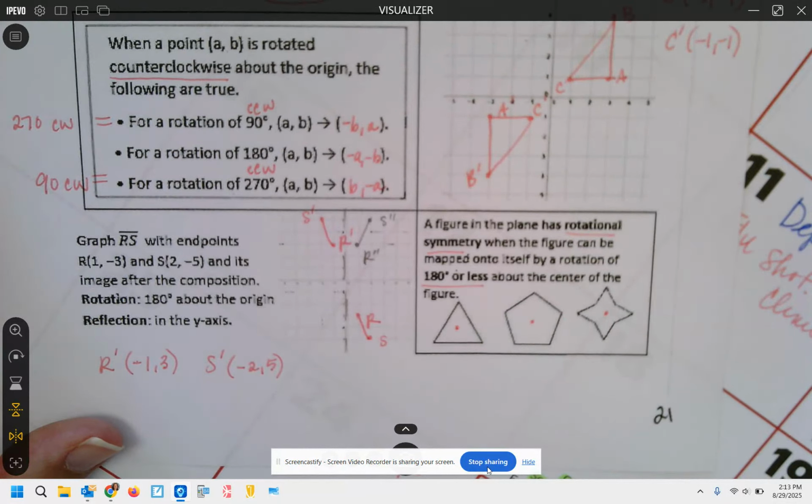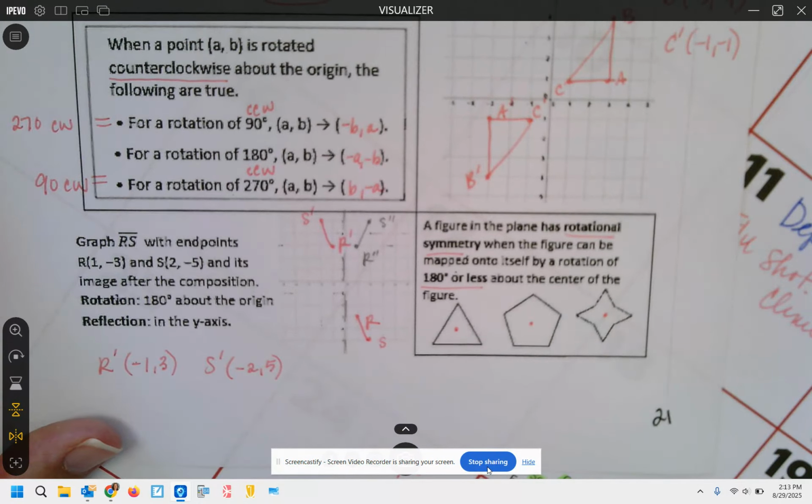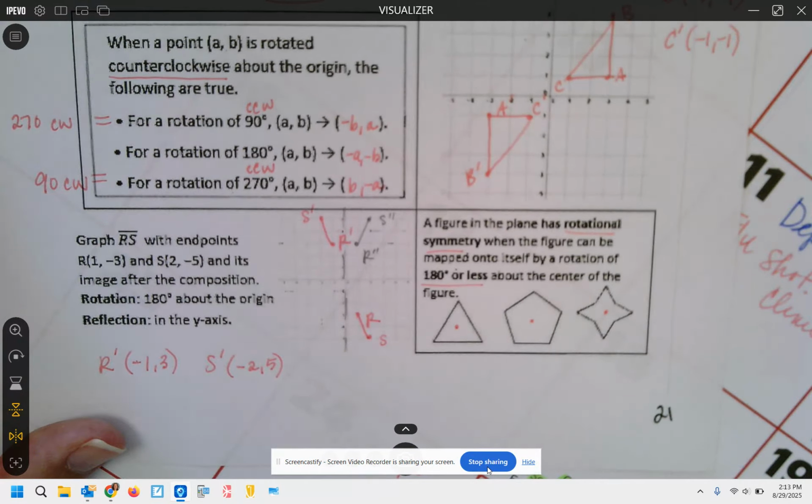Again, I do want to point out with rotations, translations, and reflections, the original pre-image and the image we end up with after whatever we've done to it, they are still congruent, still the same size and shape.